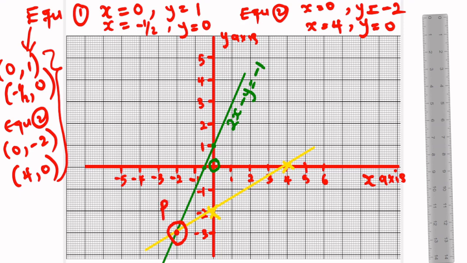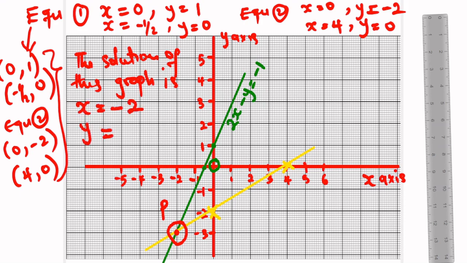Let's call it P again. So now it is meeting when x is -2, and also when y is what? -3. x is -2, y is -3. Now we can say the solution of this graph. The solution of this graph is x is what? -2 and y is what? -3. You can write them as a coordinate. P is equal to (-2, -3).